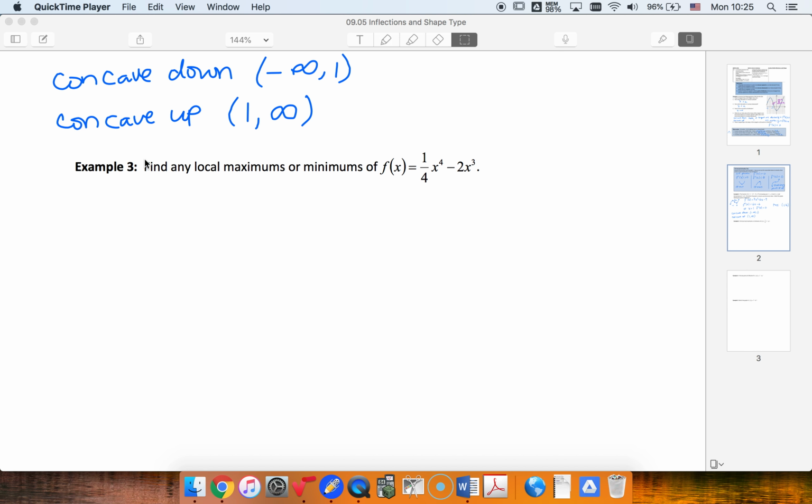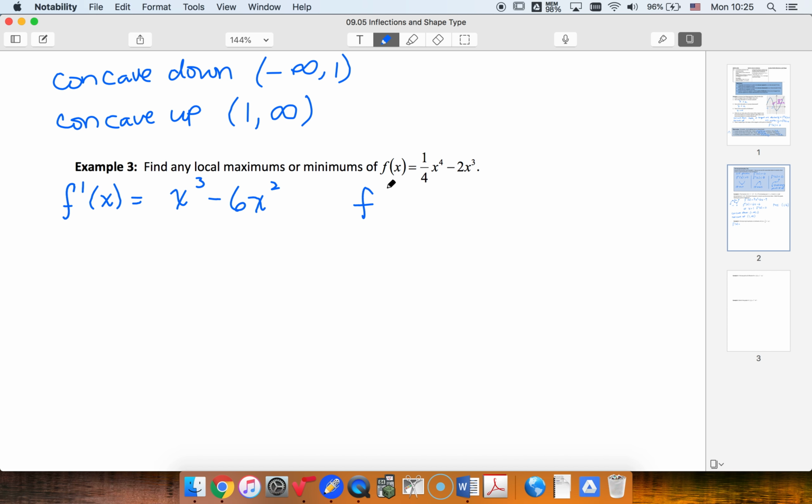Right, so now we're looking for any maxes or mins of this function. So I'm going to start by finding the first and second derivatives. So the first derivative is going to be x cubed minus 6x squared. That means the second derivative is going to be 3x squared minus 12x.